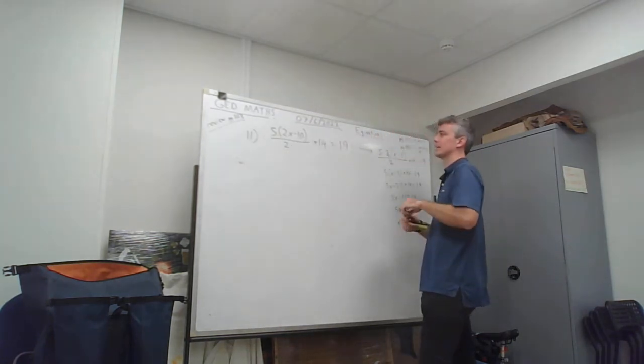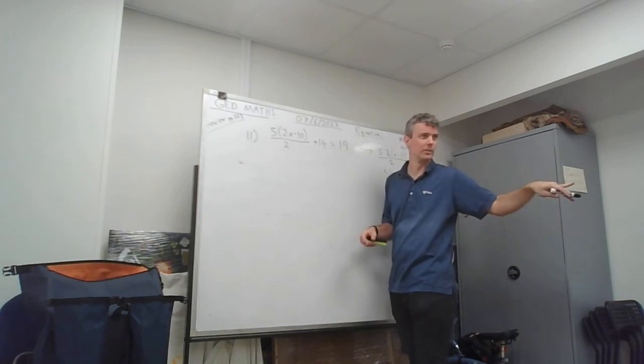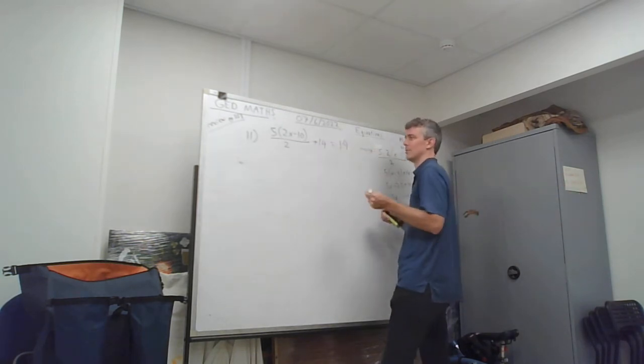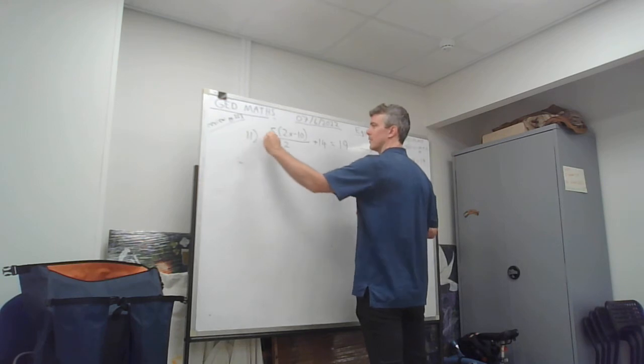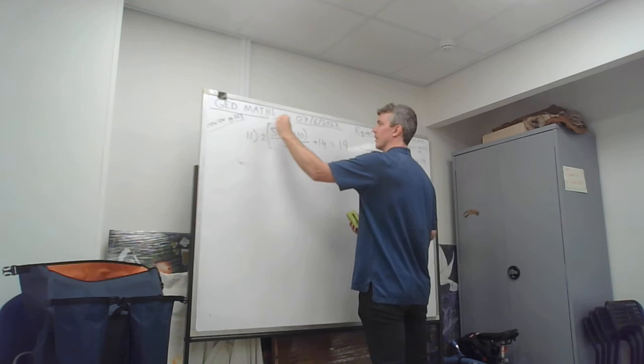What Malachi was saying is that he doesn't like the 2. He's going to multiply everything by 2. Multiply one side by 2, multiply the other side by 2. So this becomes times 2, basically 2 times this whole thing.